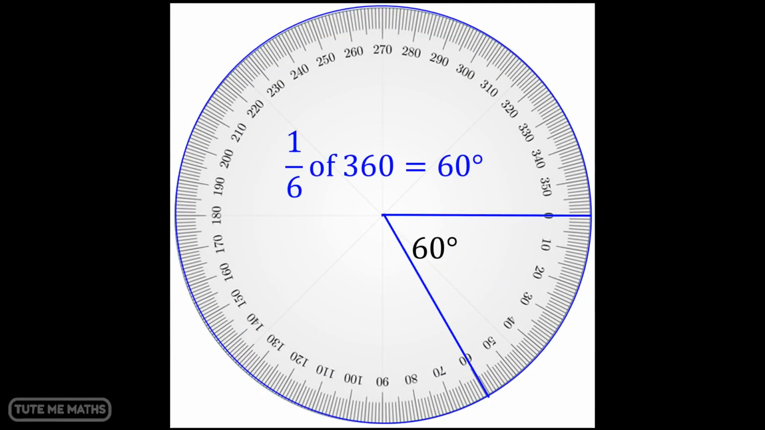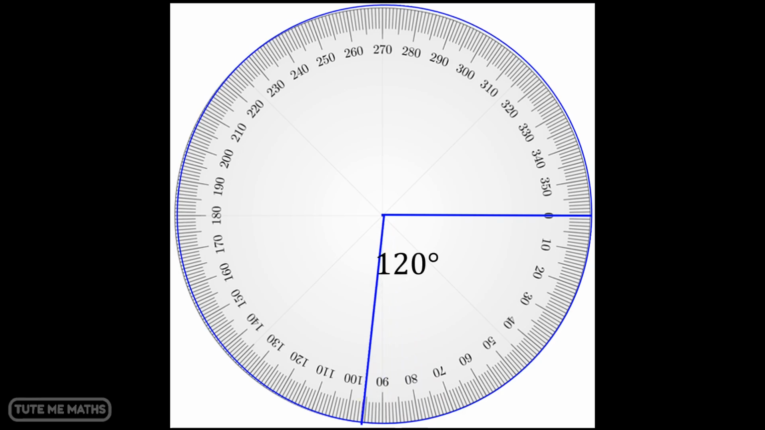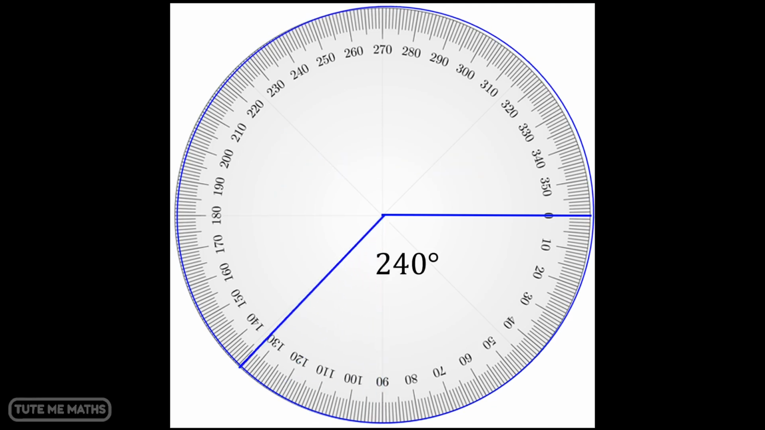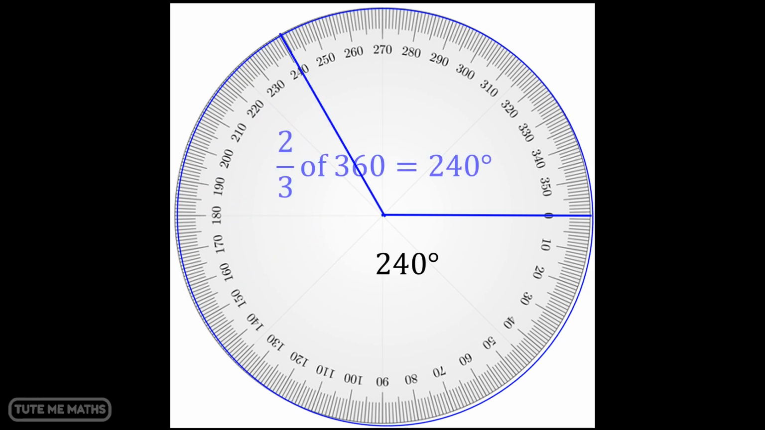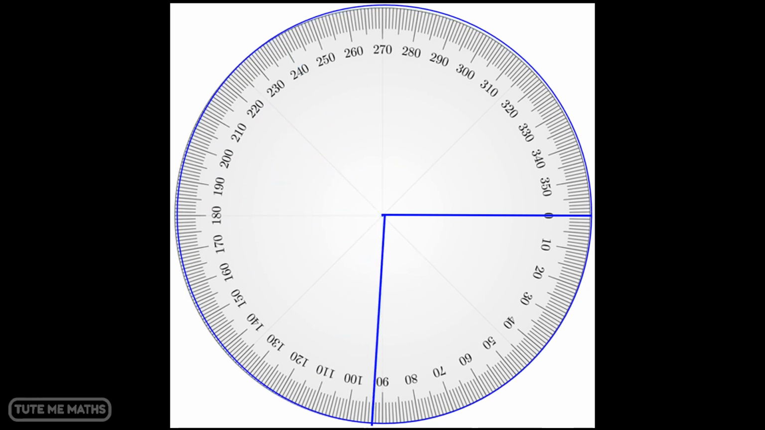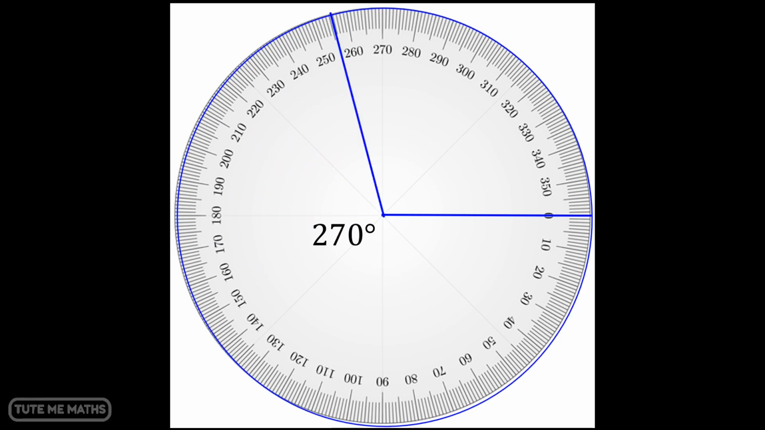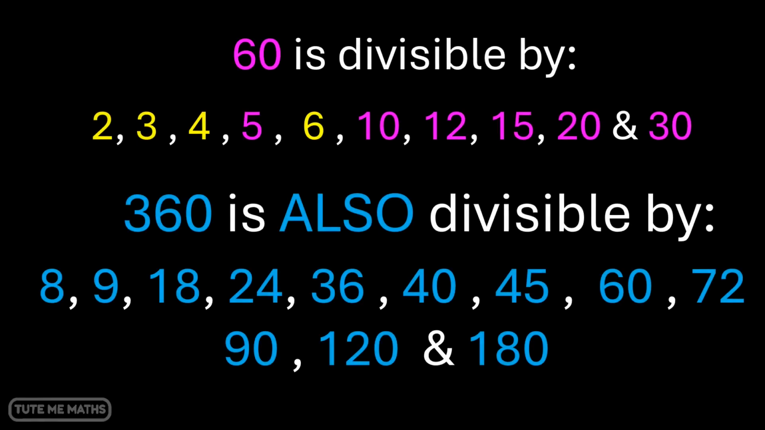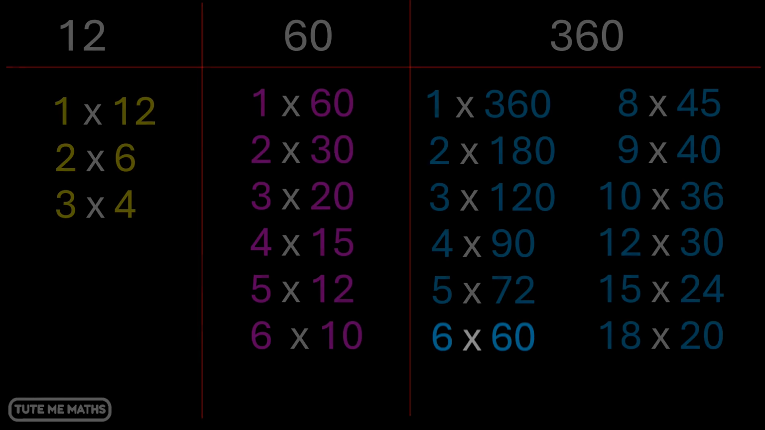1/6 of 360 is 60 degrees. 1/3 is 120 degrees. Naturally, we can easily calculate any multiples of these as well. 2/3 will be 2 lots of 120 degrees. 3/4 of a revolution will be 3 lots of 90 degrees. That's 270 degrees. Looking at the factors in their matching pairs is far more useful.